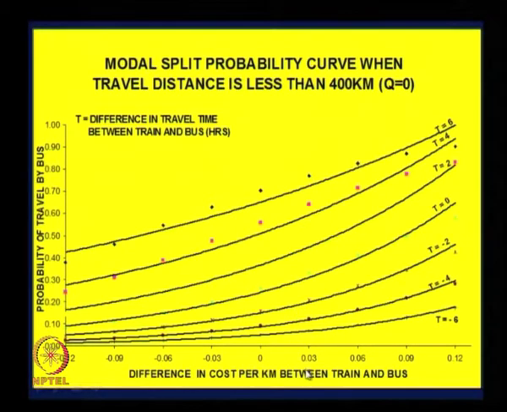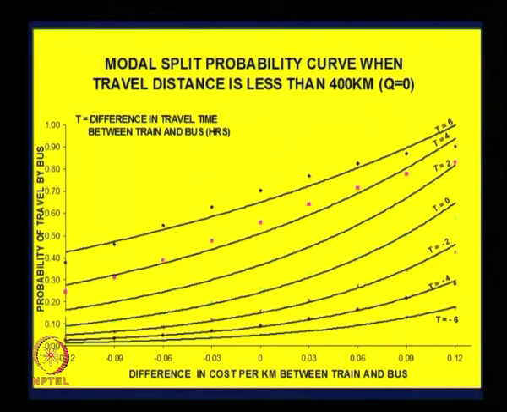Are you able to recollect? For the same situation, we found in the previous plot it was just 20%. Now we find here for the same situation the share by bus is more. Why? Distance is less. So, the preference of train gets reduced compared to the earlier case. So, bus takes an additional share. So, that is reflected in the presentation. That is very important. Okay.